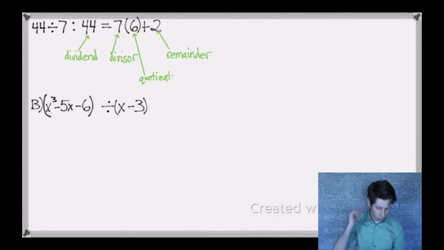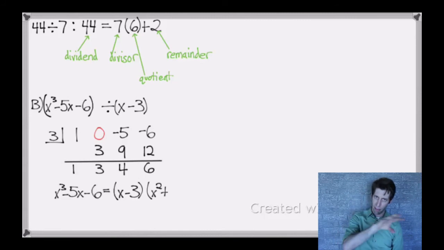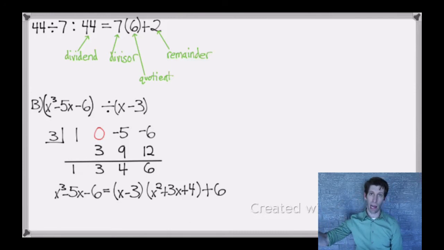So now that you've given this one a shot yourself, the first thing that we do in synthetic division is put that 3 in the box in the top left corner. Next up, we write out the coefficients of our dividend. x cubed minus 5x minus 6 has coefficients 1, 0. You'll notice that I filled in that missing term there with a 0, minus 5 and minus 6.